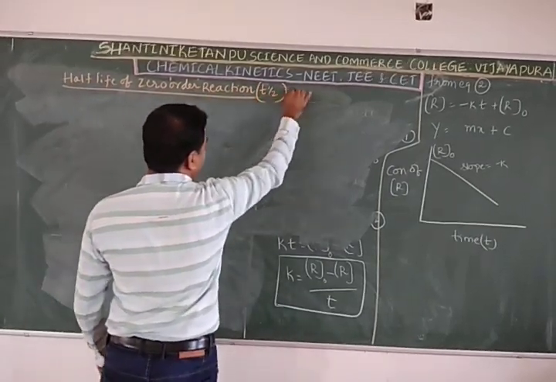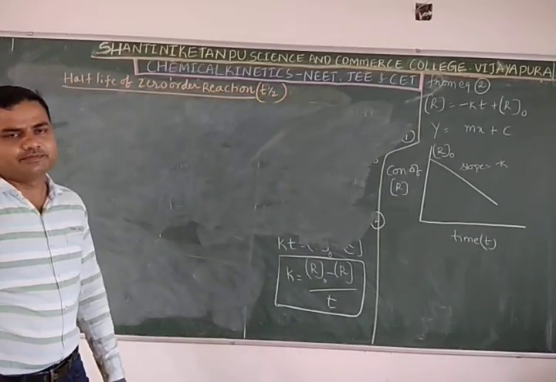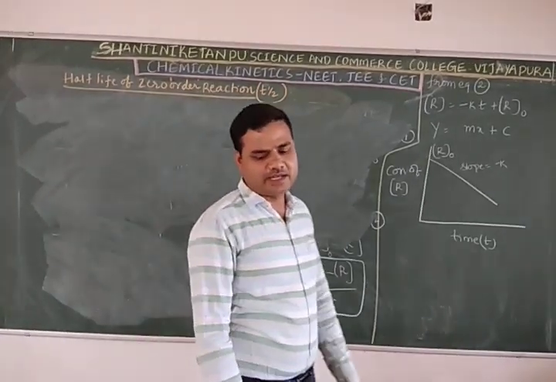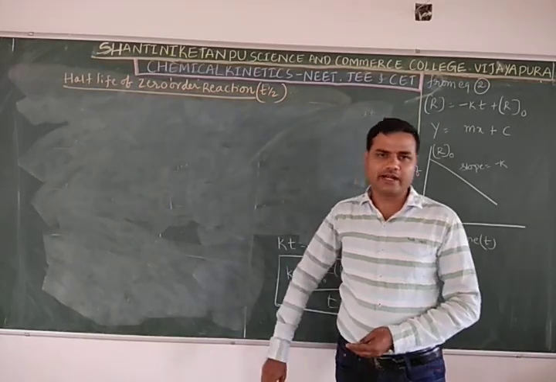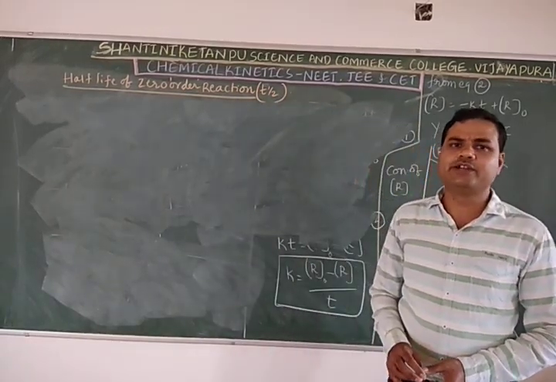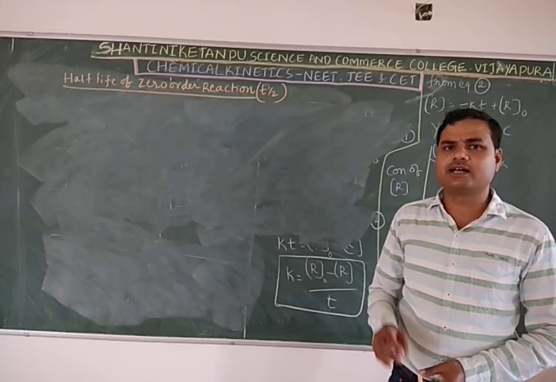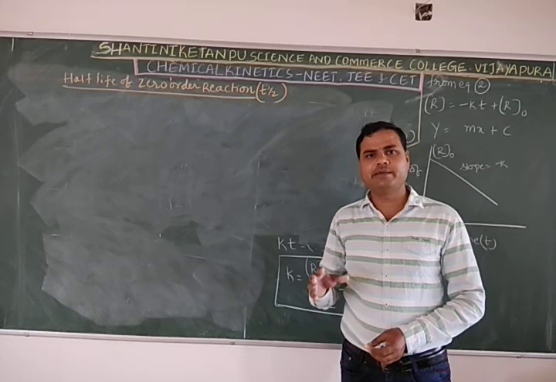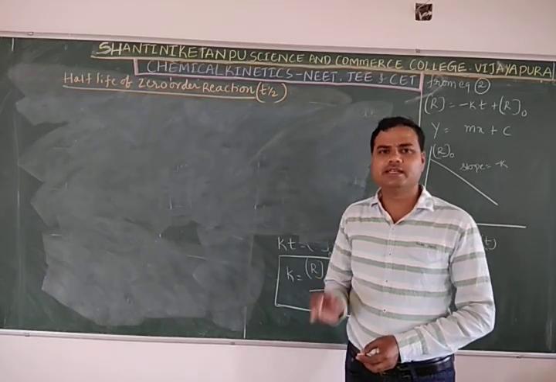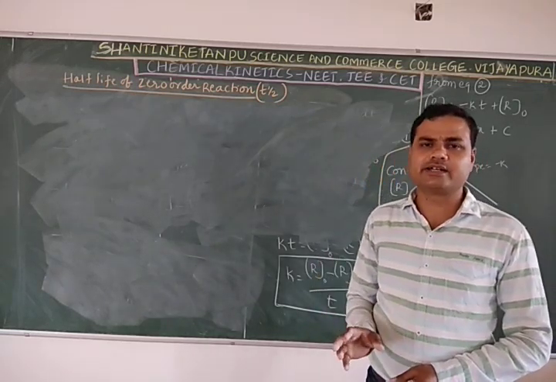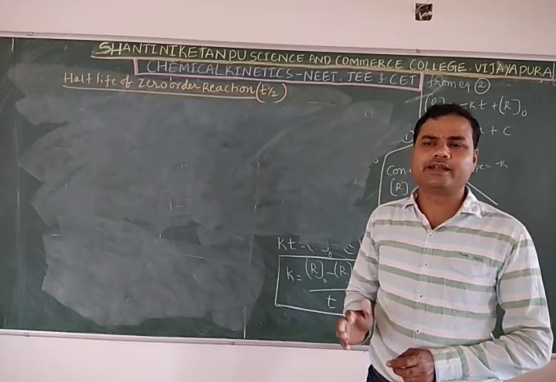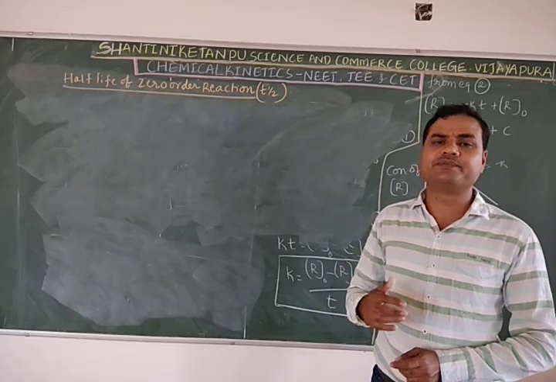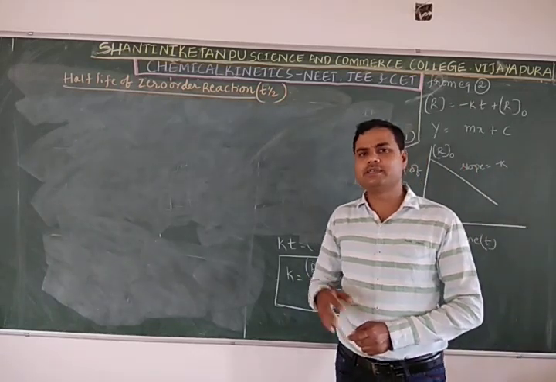What is meant by this half-life? It is the time required to decrease the initial concentration of the reactants to half of its value. For example, initially you are taking 100 moles per liter concentration, to decrease it to half value means 50 moles per liter. How much time is required?